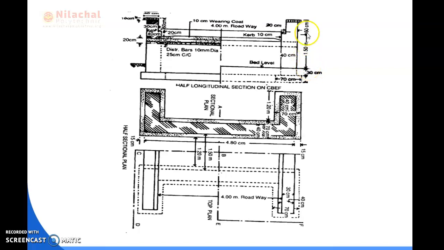The brick wall is provided 1.5 meter. After that, the 60 centimeter thick parapet wall is provided with coping. The coping thickness is 10 centimeter, and the total overall breadth of the coping is 40 centimeter. And here a 30 centimeter parapet wall is provided, and below it a 40 centimeter parapet wall is provided.